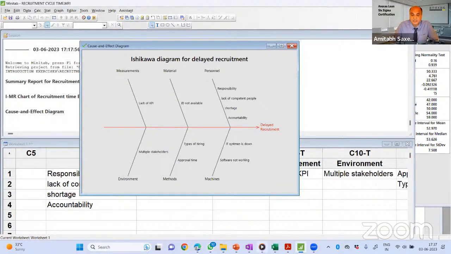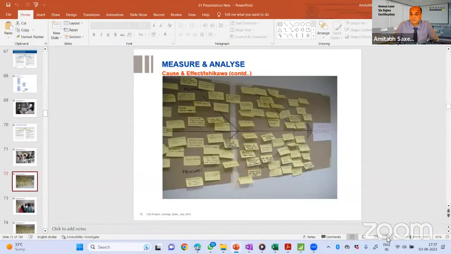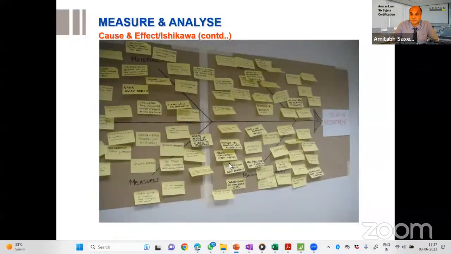Vilfredo Pareto was an Italian economist who found that 80% of the money in Italy was with 20% of the people. So Joseph Juran applied this to quality. He said that 80% of your problems are due to just 20% of the causes. So let's say you have listed 20 causes. 20% of 20 is 4. So only 4 causes are responsible for 80% of your problems.